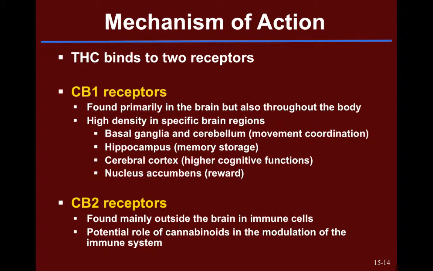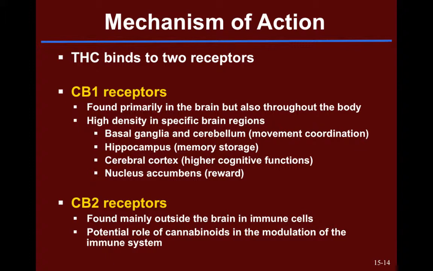In terms of the mechanism of action, THC binds to 2 different sets of receptors, CB1 and CB2. The CB1 receptors are found primarily in the brain, but also throughout the body. They're not evenly distributed throughout the brain, but they have a particularly high density in specific regions. These are the regions associated with movement, memory, higher cognition, and reward. So we see more of those CB receptors in the brain regions associated with those.